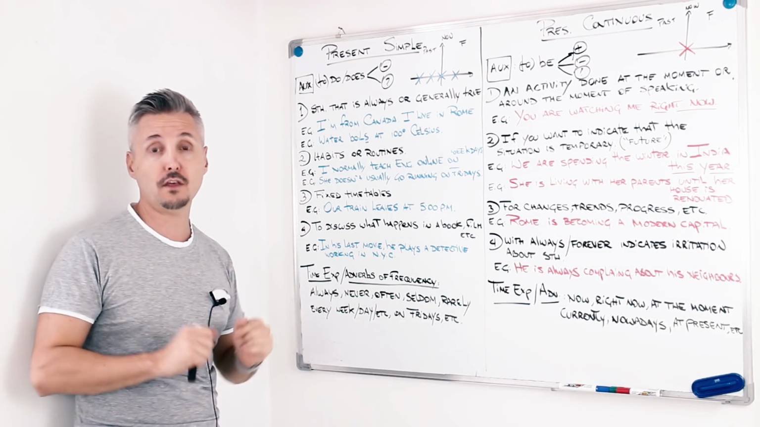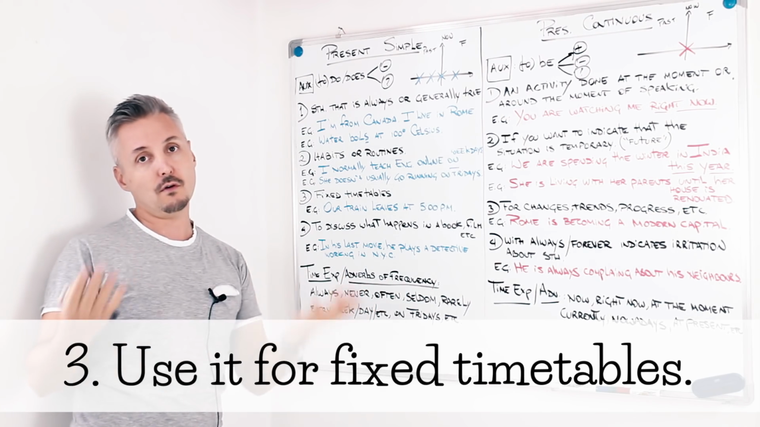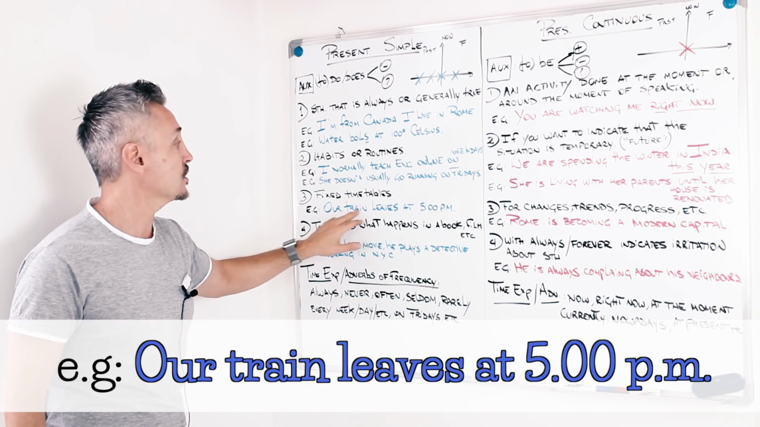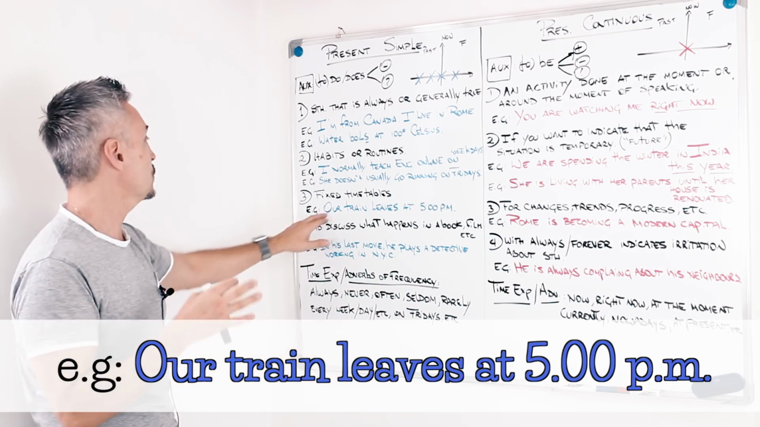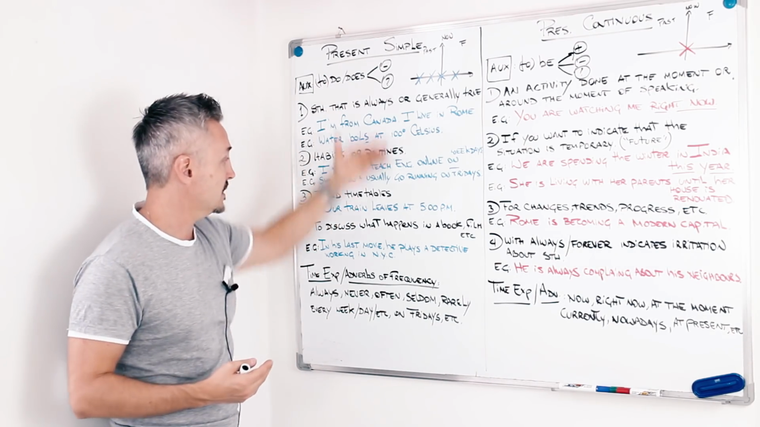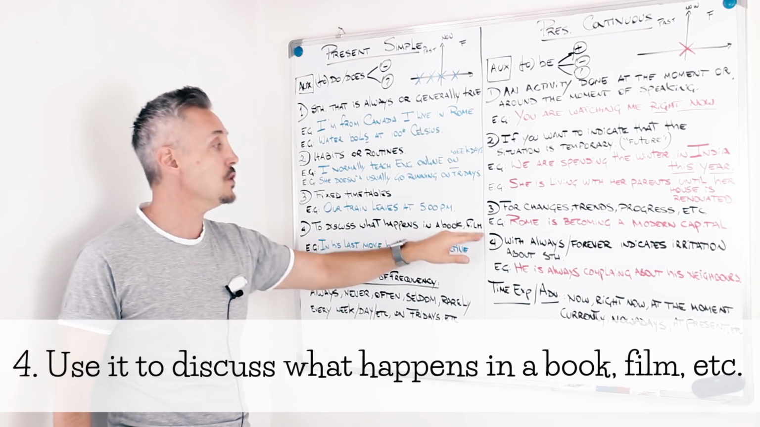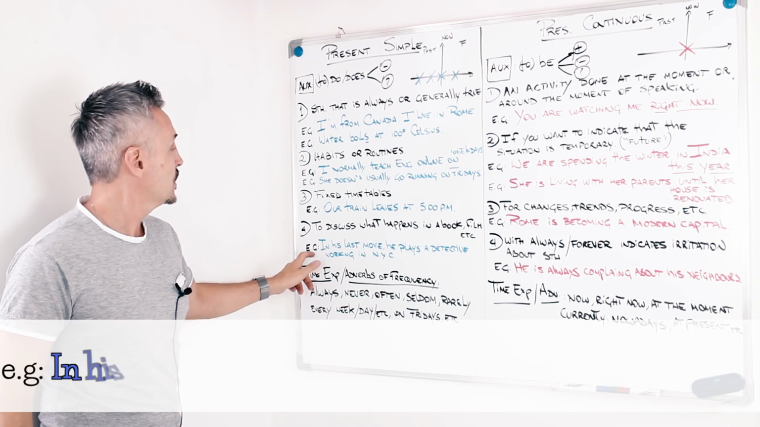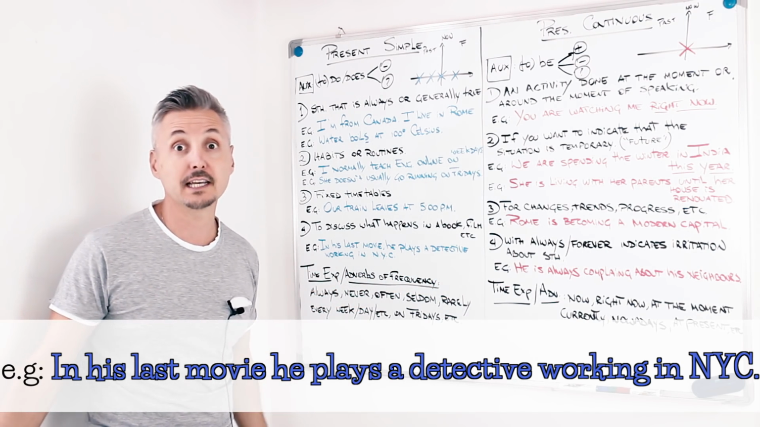Let's look at the third usage for the present simple: fixed timetables, so for airplanes, for trains, okay? In this case, I wrote the example of a train. Our train leaves at 5 p.m. on the dot. Okay, so this is a fixed schedule, a fixed timetable, and that's why we use the present simple. For the fourth usage, to discuss what happens in a book or film or a play. In this case, I wrote about a film. So the example is, in his last movie, he plays a detective working in New York City.